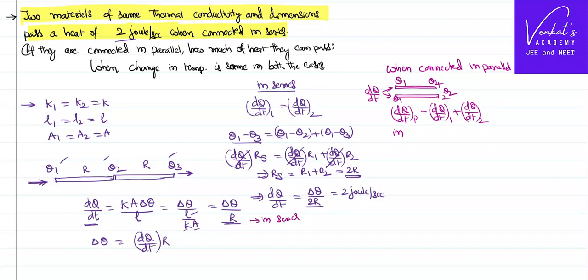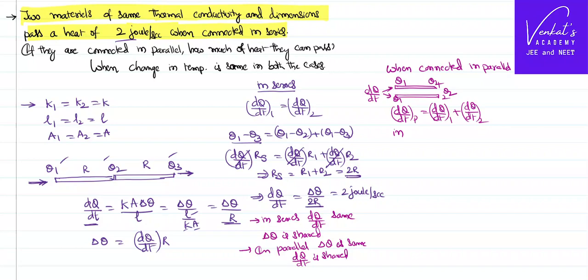Thus, we have noticed this clearly. In series, rate of flow is same, but delta theta is shared. Whereas in parallel, delta theta is same, dq by dt is shared. That's the difference between series and parallel.